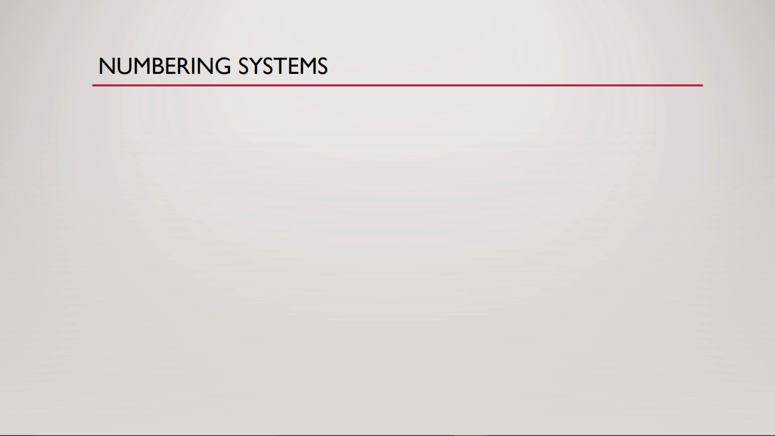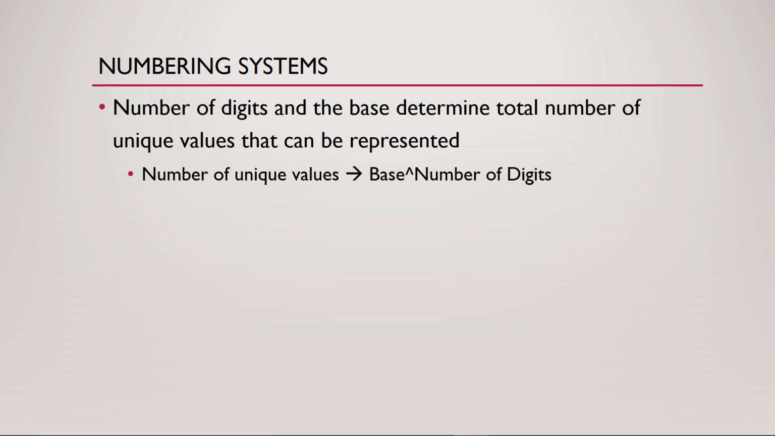Now, the total number of digits that you have in your number and the base determine the total number of unique values that can be represented. That is, the number of unique values is the base raised to the number of digits. If I have 3 different digits and my base is 10, then that would be 10 to the 3 or 1,000. Of course, from that I can deduce the range of values. In the previous example, that would go from 0 to 999 because there are 1,000 unique values.